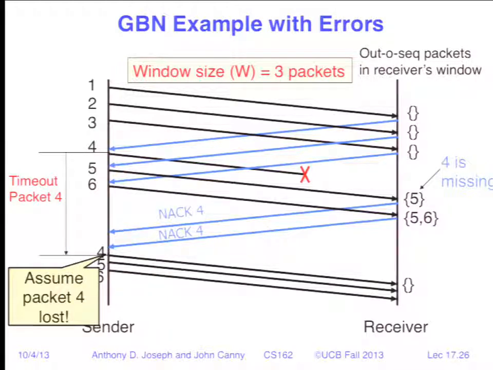The question is, why do we keep 5 and 6 in the receiver's window if the sender is going to resend them? Because they might get lost. The sender resends them, but if the network is noisy, they could also get dropped. And this way, we already have it, so we might as well not drop it. We've allocated the memory for it. Yes?